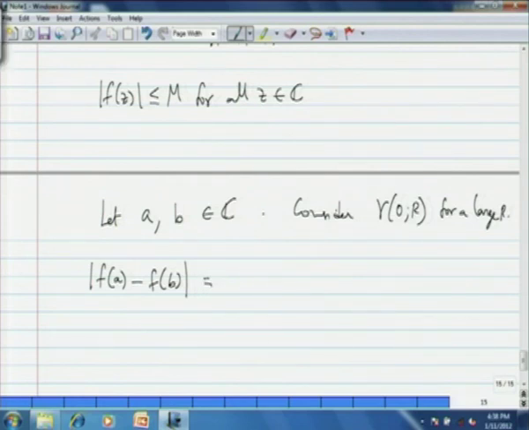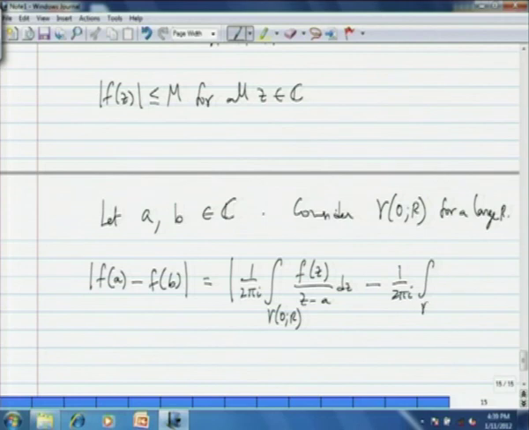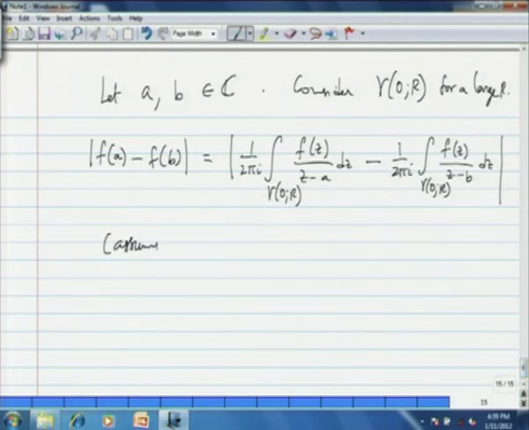So, here modulus of f of a minus f of b is equal to, by the Cauchy's integral formula, the modulus of 1 by 2 pi i times the integration over gamma 0 r f of z by z minus a dz minus 1 by 2 pi i times the integration over gamma 0 r f of z by z minus b dz, assuming a and b belong to the interior of this gamma 0 r. By choosing large enough r, of course, we can assume that these fixed a and b lie inside of this gamma 0 r.